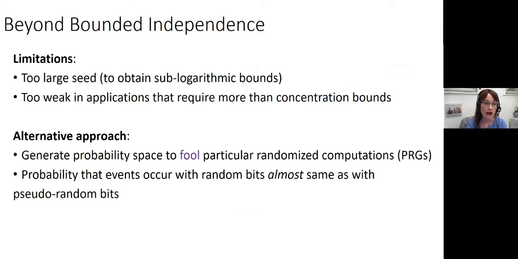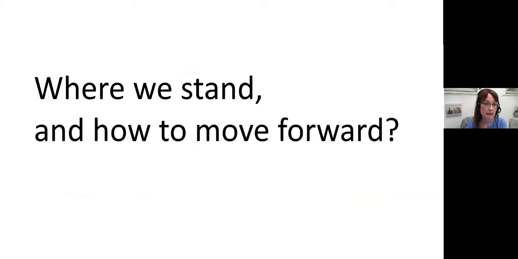Okay, so I'll just briefly mention that beyond bounded independence, there are also other approaches. I'll say just a sentence about it. One useful tool is that of PRG. A PRG is a polynomial time algorithm that, if you give it a small random seed, can expand it to a long one in a way that fools particular programs, okay? So in many cases, the random event that I wish to occur can be formalized as a simple program. And in this case, instead of using bounded independence, it might be worthwhile to think about a PRG. I will not go into the example I had in mind. Let me just jump to where we stand and how to move forward.